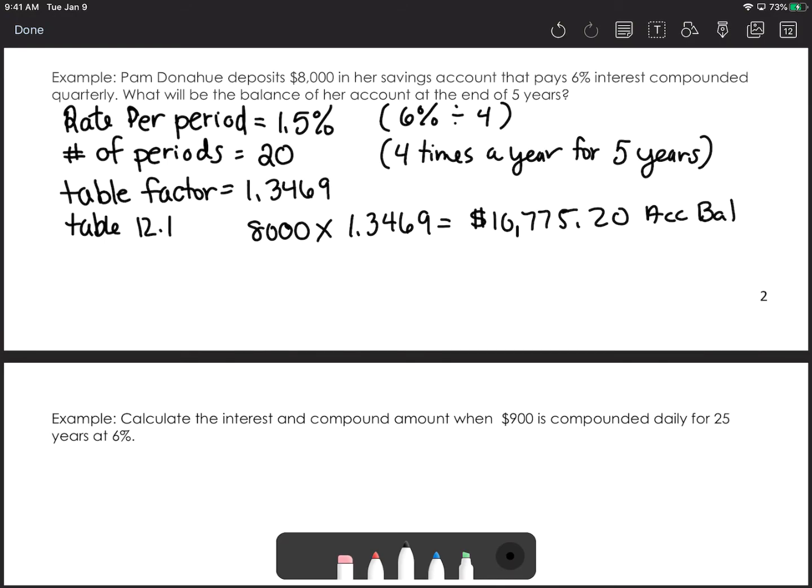Now, if I wanted to figure out what the interest was, I would take that accumulated balance and subtract off the principal, and what's left has to be the money that was earned while it was in the account.